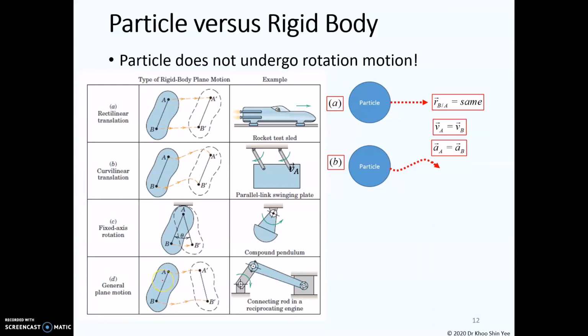So far we have covered the 2D rigid body motion, which is the fixed axis rotation and the general plane motion. For the rectilinear and curvilinear translation, we can model the rigid body as a particle. This is because the relative vector of B with respect to A remains the same during the rectilinear and curvilinear motion, where you can see the relative vector here remains the same all the time.